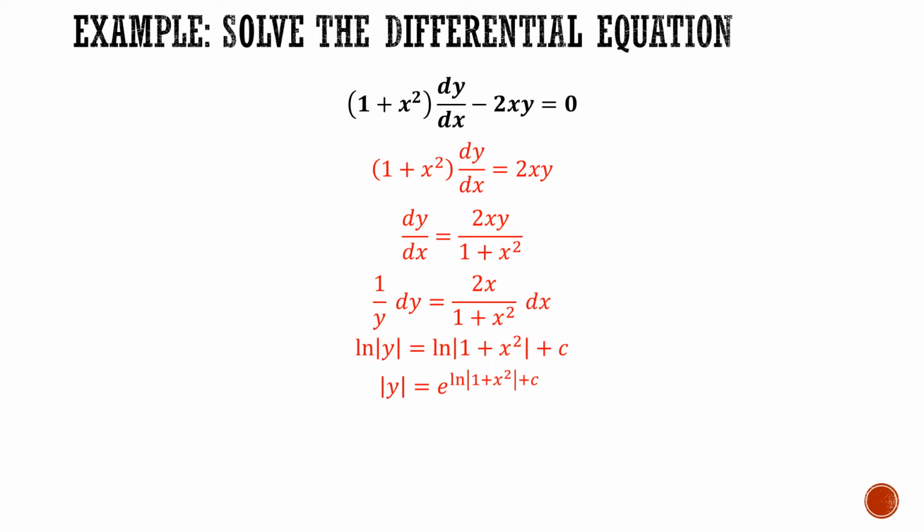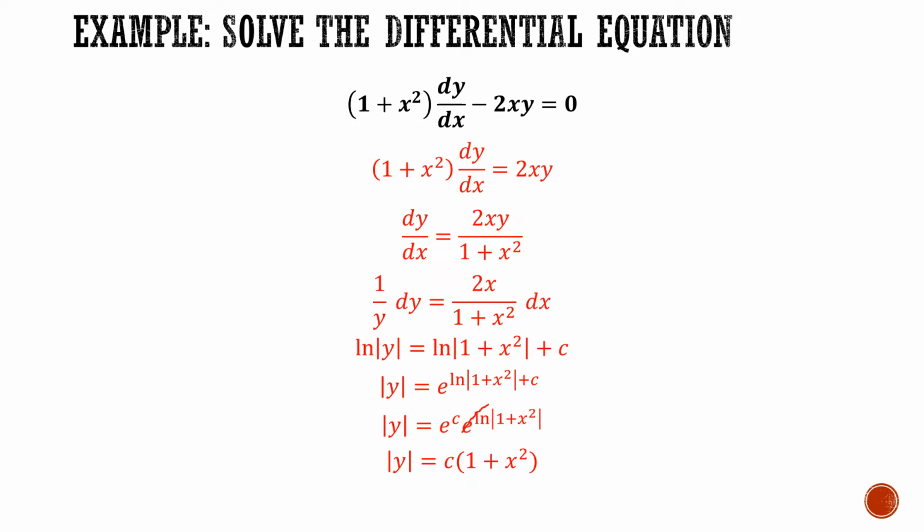Now I'm going to use exponent rules to separate that out. So I have absolute value of y equals e to the c times e to the ln of 1 plus x squared. But remember, e to the c is still just a constant, so I can just write that as a constant. So absolute value of y equals c, and then remember that e and ln cancel each other out. So I'm canceling these out to be left with 1 plus x squared.